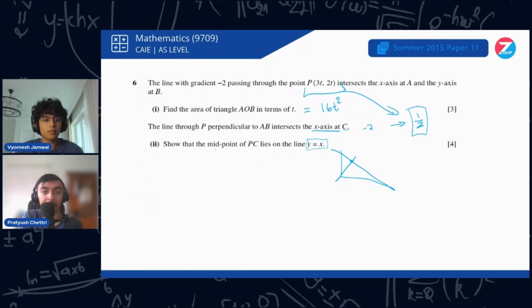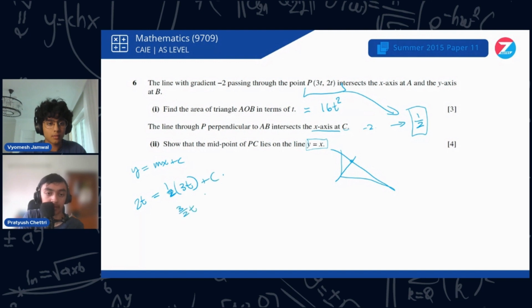Let's do Vyomesh's method. So y equals mx plus c. Y is equal to 2t. No, we know the gradient, hold up. Half times 3t plus c. So 3 over 2t equals 2t plus c. 2t plus t. What do we get? C equals 0.5t.